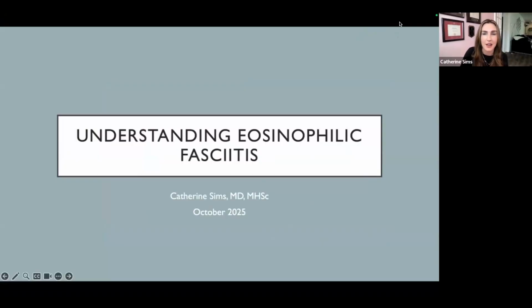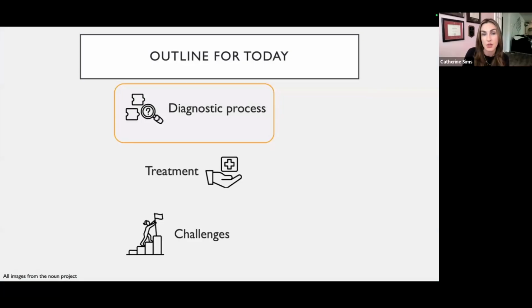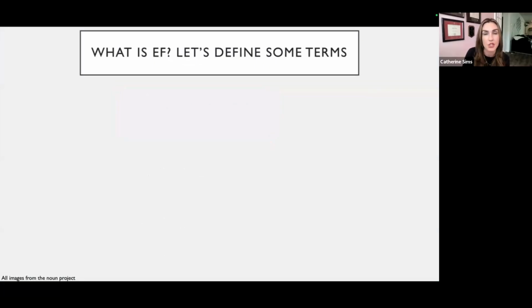Sims. I am a rheumatologist, and today we're going to really talk about eosinophilic fasciitis, or EF 101, just kind of going through the disease process, how to get diagnosed, what the treatment options are, and some of the challenges that patients with EF can face on a daily basis. So we'll start off first with a diagnostic process, then move into the treatments, and then finish up with challenges.